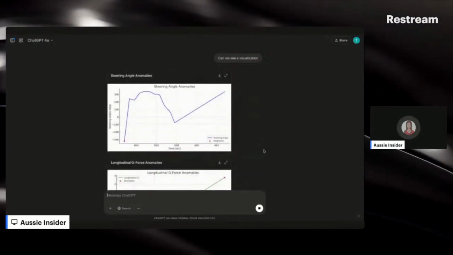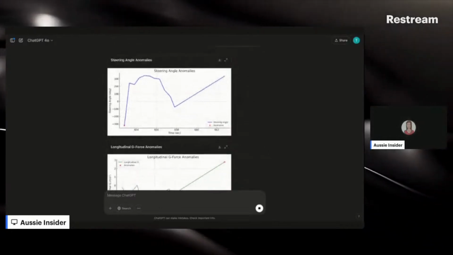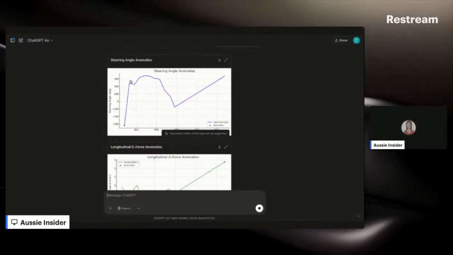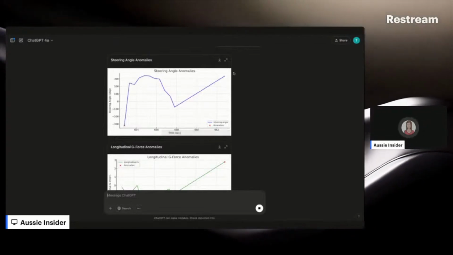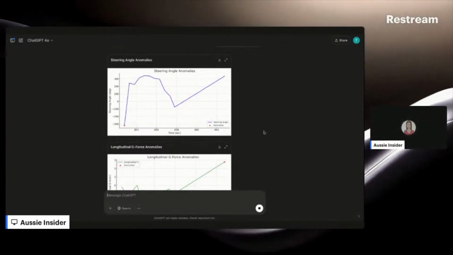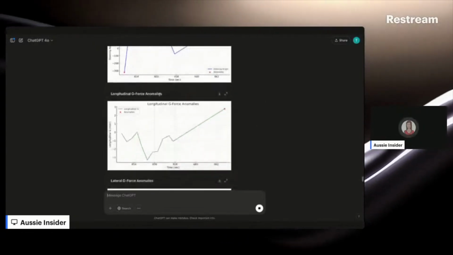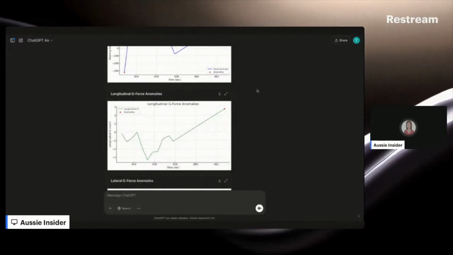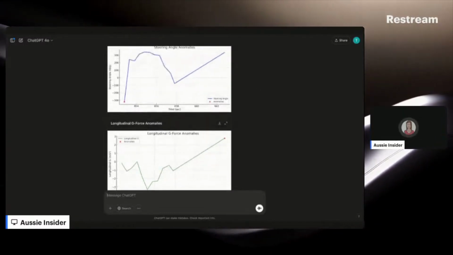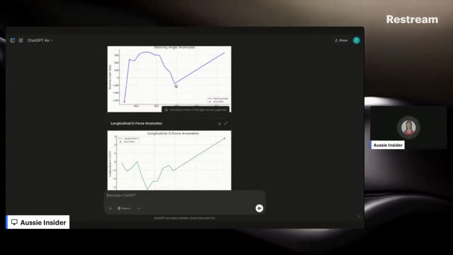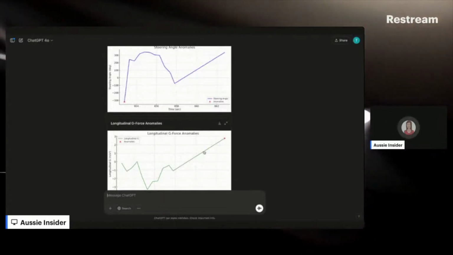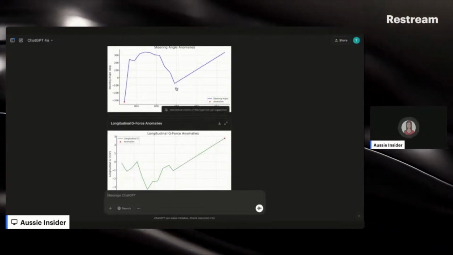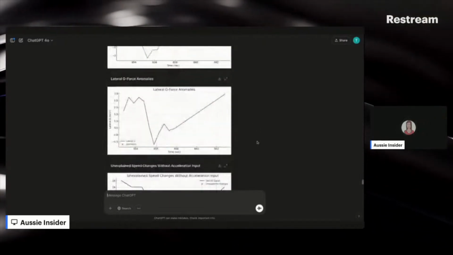This I can do for hours. So, the steering data anomalies. Alrighty, the longitudinal g-force anomalies. They don't match the steering data. This point here and this point here to here, they kind of match. But the rest of this doesn't match this.